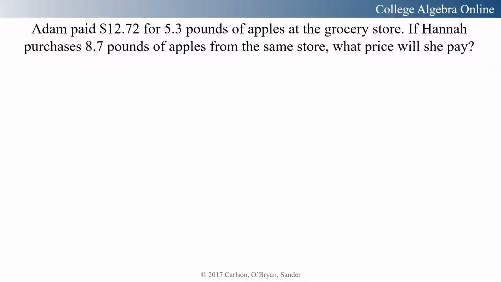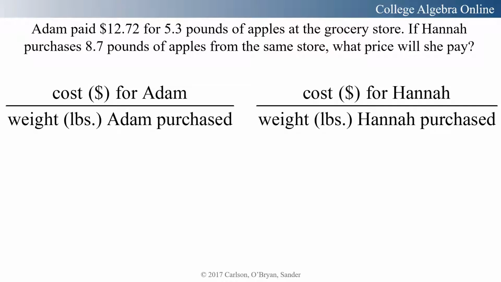A common approach to solving this problem involves setting up a proportional equation. This involves forming the ratios of the total costs in dollars to the weight of apples purchased for both Adam and Hannah. Since we don't know the total cost for Hannah's apple purchase, we will use a variable to represent her total cost. Here, X represents the total cost for Hannah in dollars. We set the ratios equal to one another because we assume that they each paid the same price per pound for their apples.